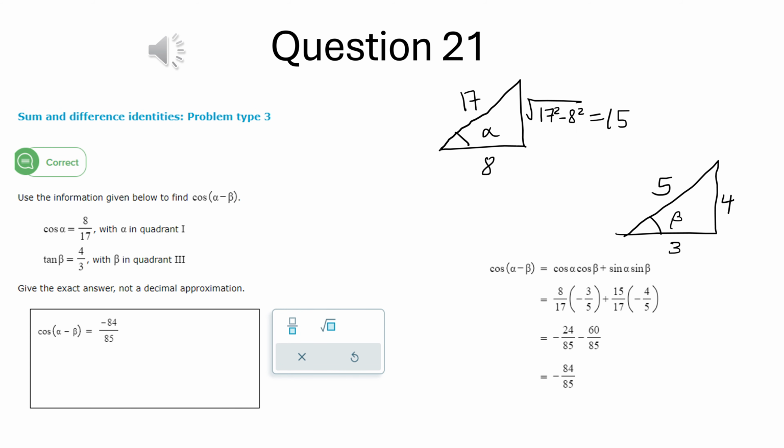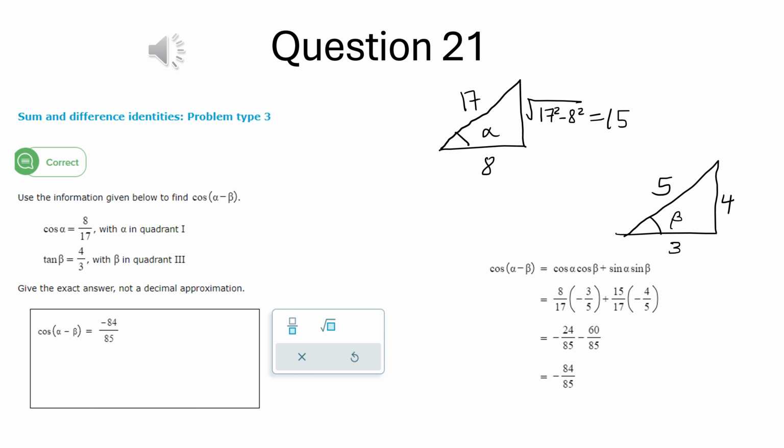This kind of problem is very interesting. Alright, using the information given below, find cosine of alpha minus beta. Cosine alpha is 8 over 17, and alpha lies in the first quadrant. That means all trigonometric functions of alpha are positive. Tangent beta equals 4/3, with beta in the third quadrant. That means cosine and sine are negative.